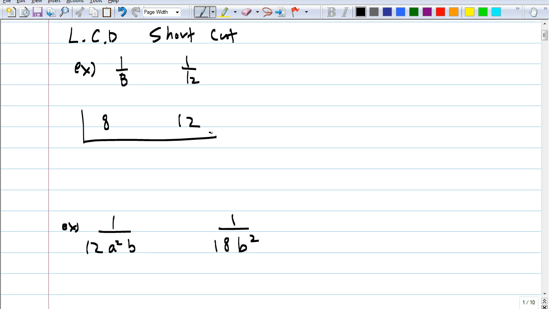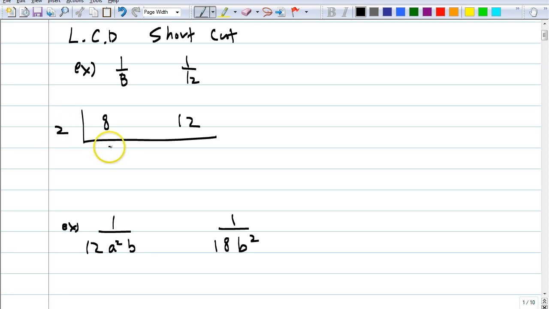Haven't we seen this before? Yes, when we were doing GCF. It's the same exact step as GCF. What do we do when we're looking for GCF? We look for a common factor for 8 and 12. Does anybody see a common factor? Yeah, 4. What if I didn't see 4 and only saw 2 because they were both even? Would it still work? Yes, it would still work.